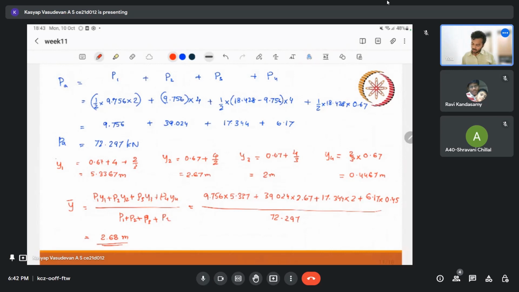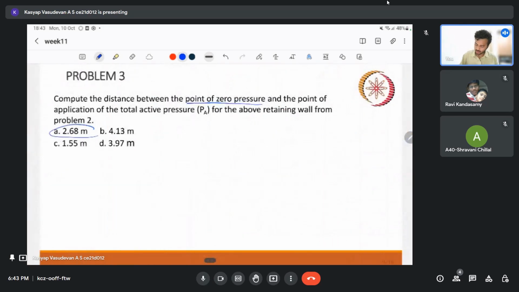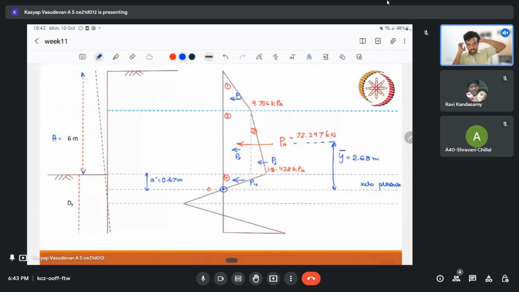Okay. So y dash is equal to 2.68 meter. So that is our answer. So one of the options is 2.68, and that is what is asked. In our exams and assignments, the problems will be like this. It will be very basic and simple.